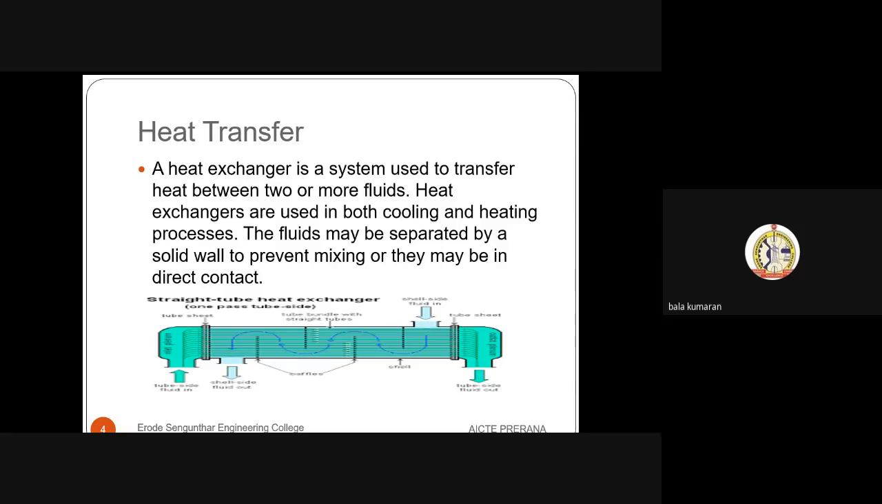That means from hot fluid to cool fluid. So the heat will always be transferred from the hottest particles to the coolest particles. The diagram shows a straight tube heat exchanger, which is one type of heat exchanger. In that we pass the hot fluid from one side, and in between we have a cold fluid. The cold fluid is separated with the help of sheet metals or tubes, whatever it may be.